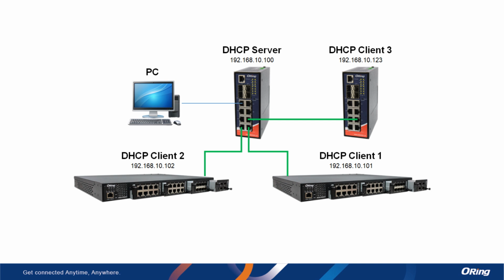Our goal is, the DHCP server switch will provide IP addresses to DHCP client 1 switch, 192.168.10.101 and DHCP client 2 switch, 192.168.10.102, using pool binding. The DHCP client 3 switch will receive its IP address, 192.168.10.123, using port binding. Let's log into each switch and check their current IP addresses.